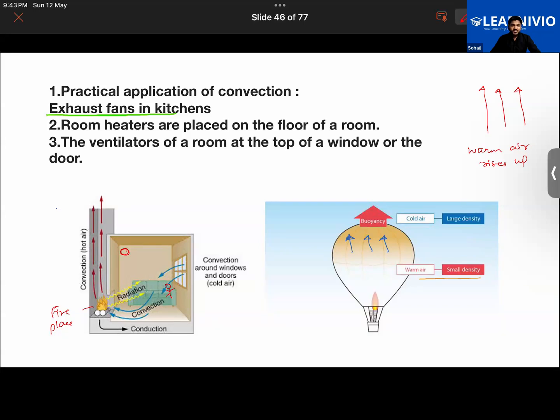Room heaters, why are they placed on the floor of a room? Why do we not place them at the top corner of the room? Because we know that hot air rises.